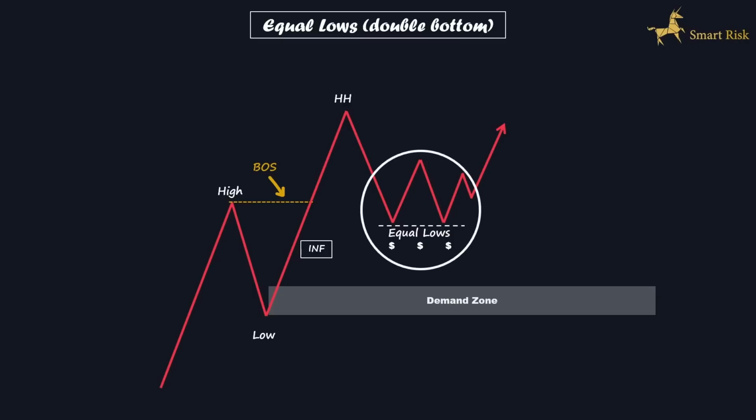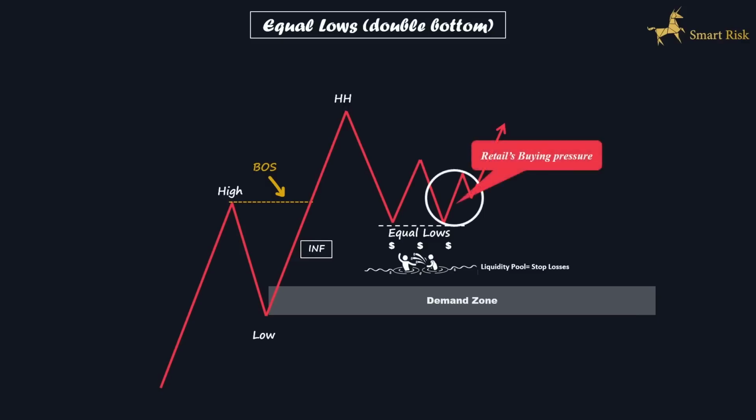During this phase, many retail traders who based their trades on chart patterns entered long positions when they identified the double bottom pattern. They also placed their stop-loss orders just below the equal lows, creating a significant liquidity pool. Consequently, as you can see, price experienced an upward rally driven by the buying pressure of the retail traders who had entered long positions.